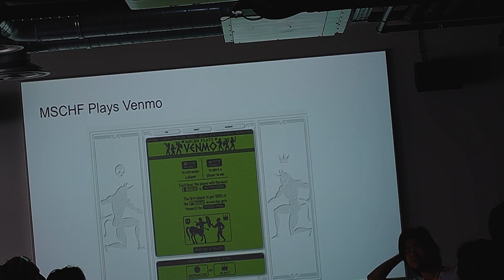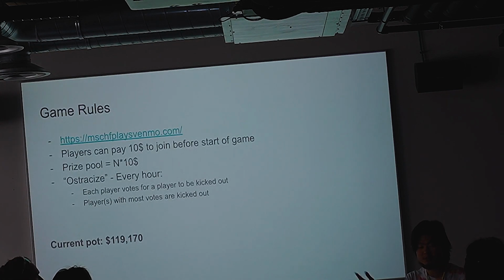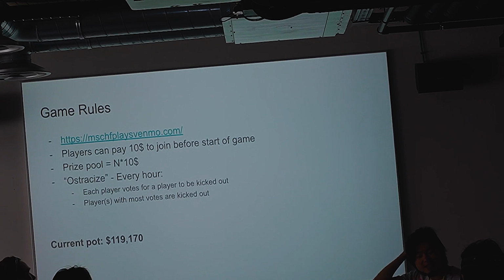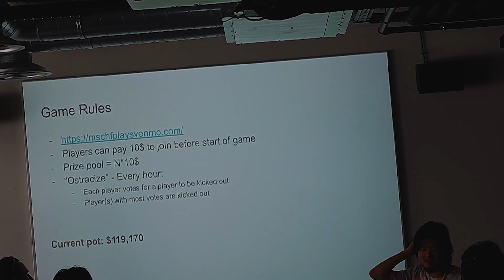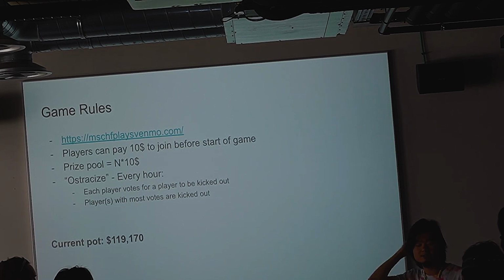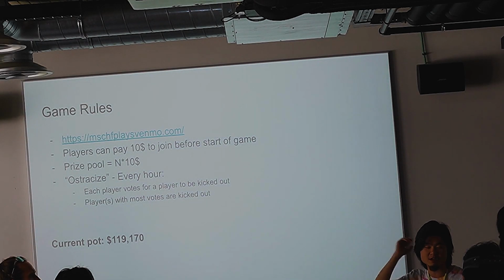They create unhinged apps. So they made this game called Mischief Plays Demo, where the rule is very simple. Players can pay $10 to join before the start of the game. The prize pool equals the number of players multiplied by $10, and then you can eliminate every player every hour. If you play crypto games, it's similar to that.